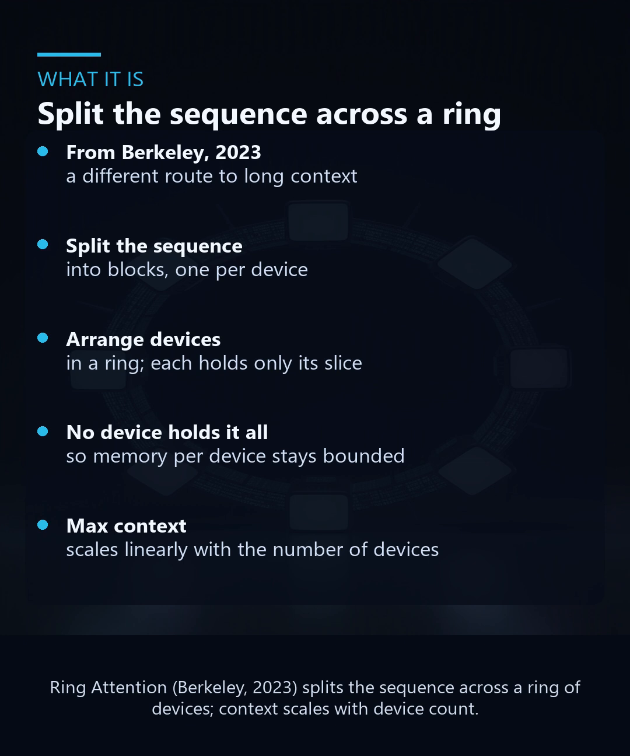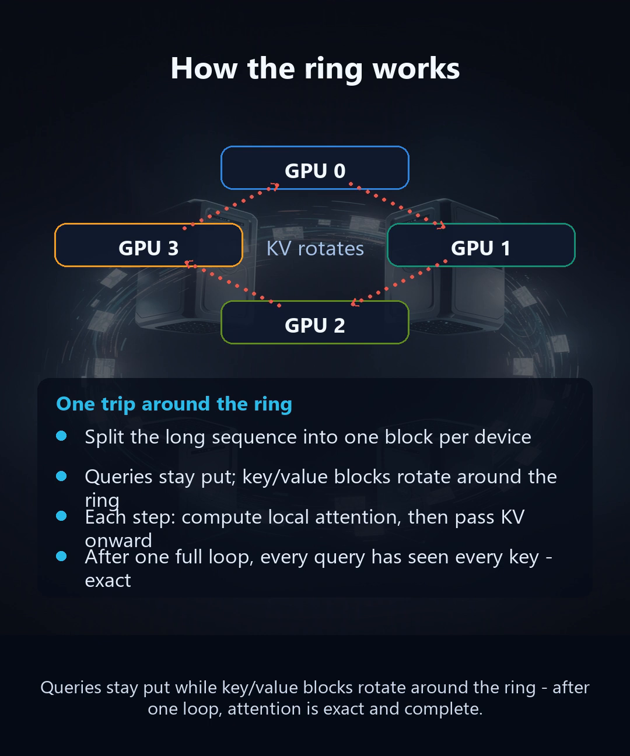Ring attention, introduced by Berkeley researchers in 2023, takes a different route. Instead of squeezing a long sequence onto one device, it splits the sequence into blocks and spreads them across many devices arranged in a ring. Each device holds only its own slice of tokens. Because no single device ever stores the whole sequence, the maximum context you can handle grows linearly with the number of devices you add. So how does every token still attend to every other token?